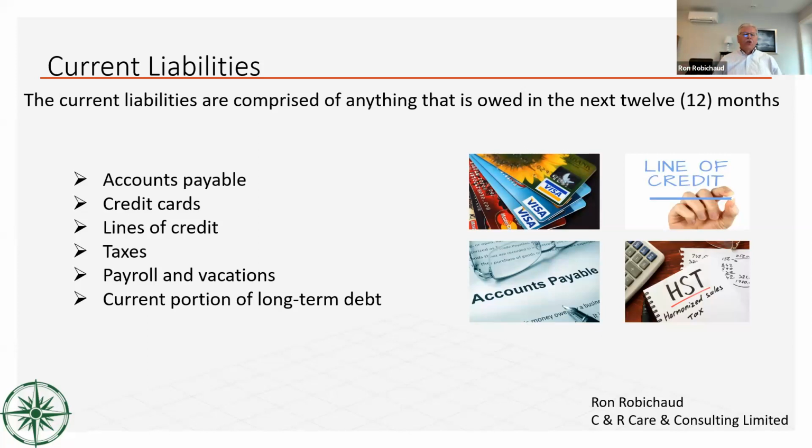So what you want to do is have more current assets than current liabilities. If you have more current liabilities than current assets, you're in trouble. You've got a cash flow problem. Your cash flow problem is worse because you don't have enough money to pay the ongoing expenses on a regular basis. So under current liabilities, we have accounts payable.